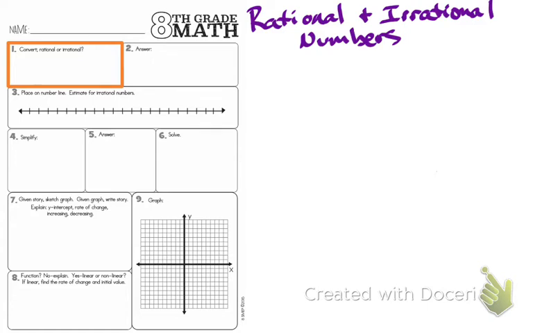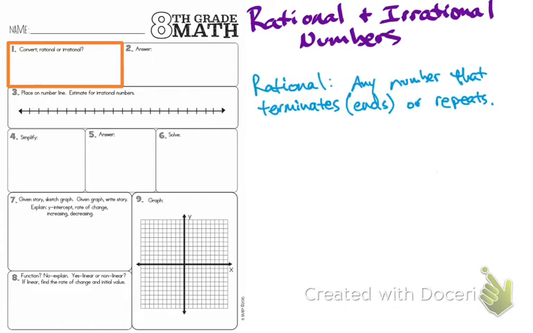In question number 1, we're being asked to convert some numbers, and then we're going to determine if those numbers are either rational or irrational numbers. So let's start out by defining the term rational. When we're talking about rational numbers in math, we are describing any numbers that terminate, that means that they end, or that they repeat. They have a repeated pattern.